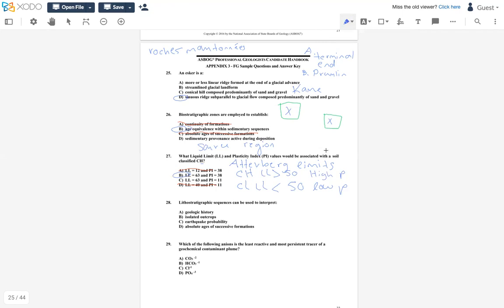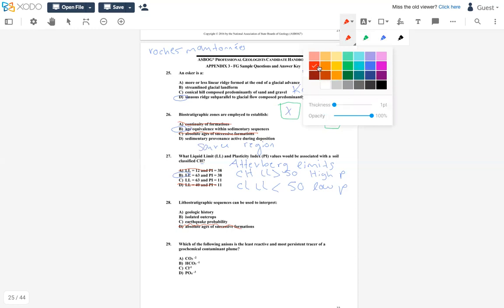Moving on to 28. Lithostratigraphic sequences can be used to interpret what? Geologic history, isolated outcrops, earthquake probability, absolute ages. So we already talked about absolute ages and how that's usually reserved for radiometric dating. And so we can go ahead and mark off that because lithostratigraphic sequences are units that are correlated based on things like petrology, geochemistry, mineralogy, lateral variation. So D's wrong. Let's see what else we got here.